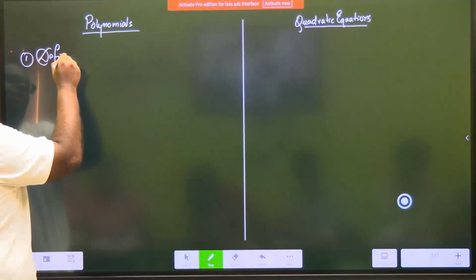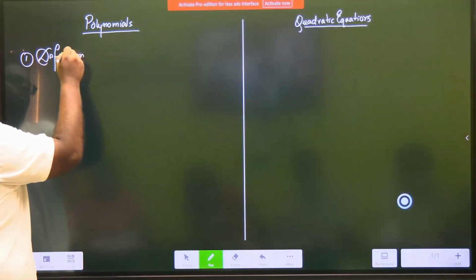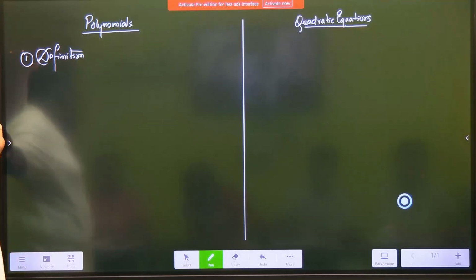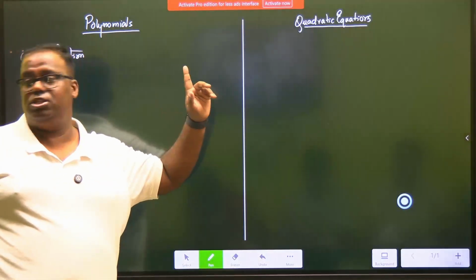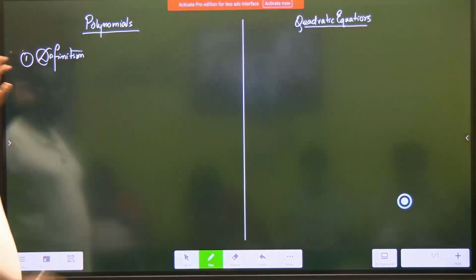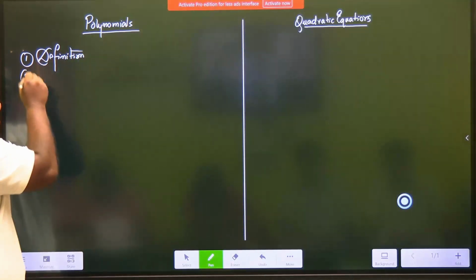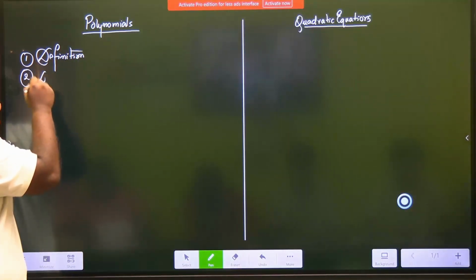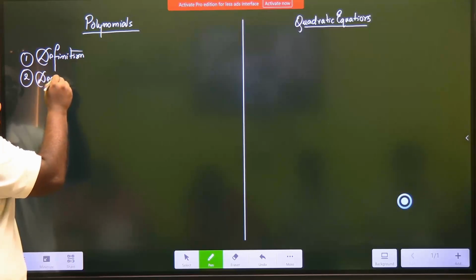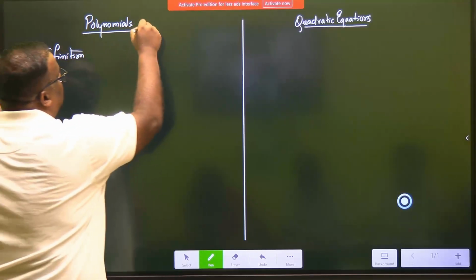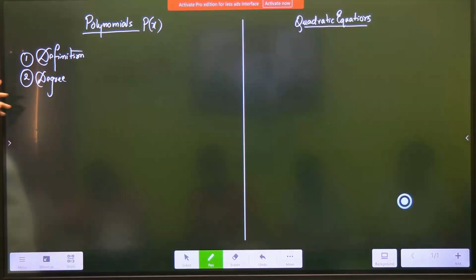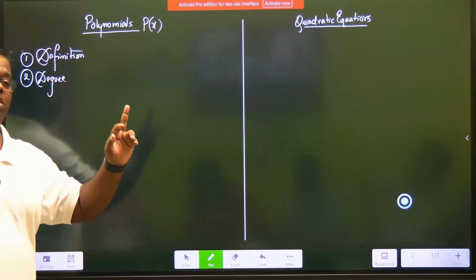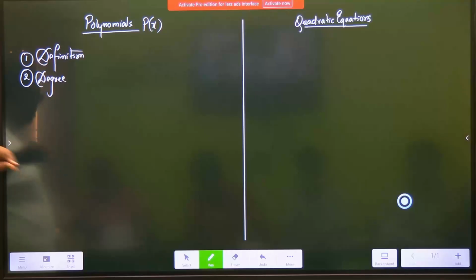Number one, and just check whenever you go back home. Definition of a polynomial from the desi point of view: an algebraic expression where the variable's power is always a whole number. You cross-check yourself whether you know these or not. Then you should know the degree of a polynomial. And remember, in CBSE, we learn polynomial in one variable only. Degree is the highest power of the variable.